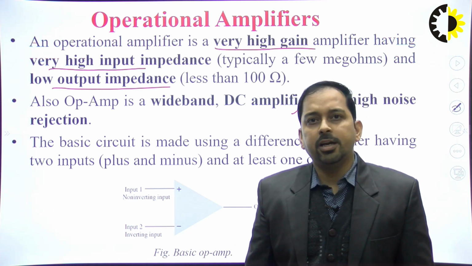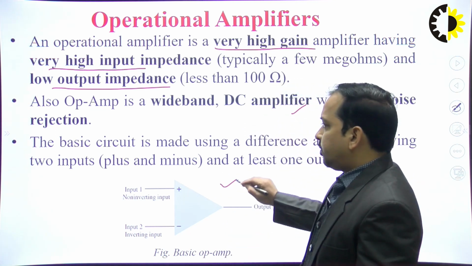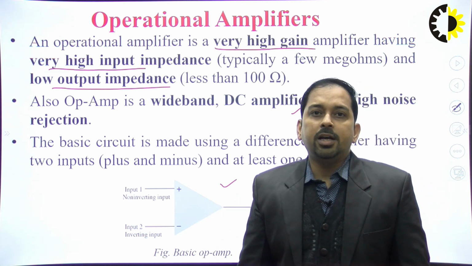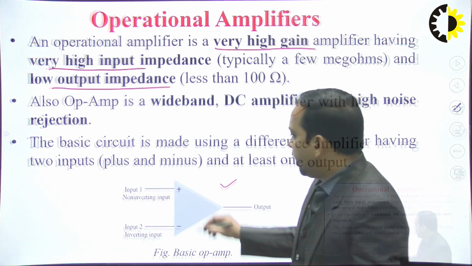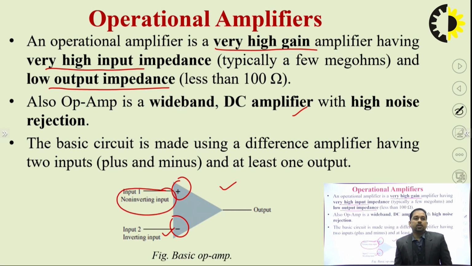The basic symbol of op-amp is this, where we can say that it has two inputs. One is called the positive terminal, one is the negative terminal. The positive is the non-inverting input, whereas the negative input is termed inverting, and it has only one output. So this is the basic symbol of operational amplifier.